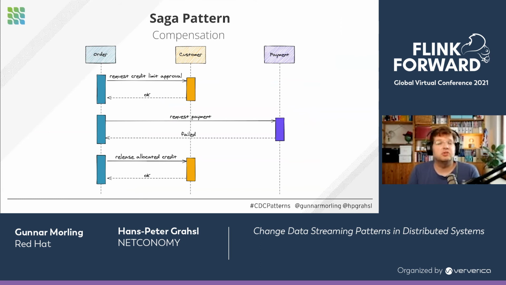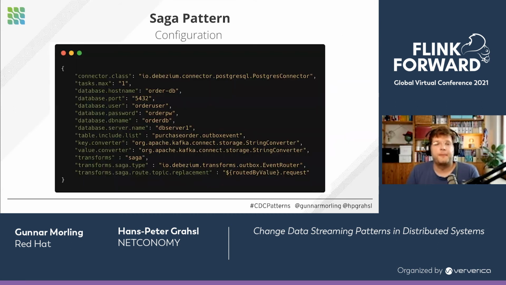So now we need to release essentially this previously allocated credit amount. And the customer system, the flow would return to the order system, and we would be in a final state. So how would this look like in terms of an actual implementation? And I'm going to show you just a few key parts of this.